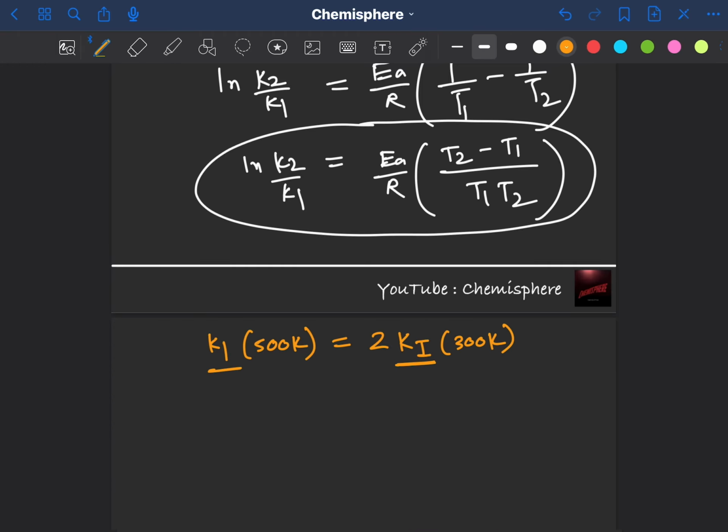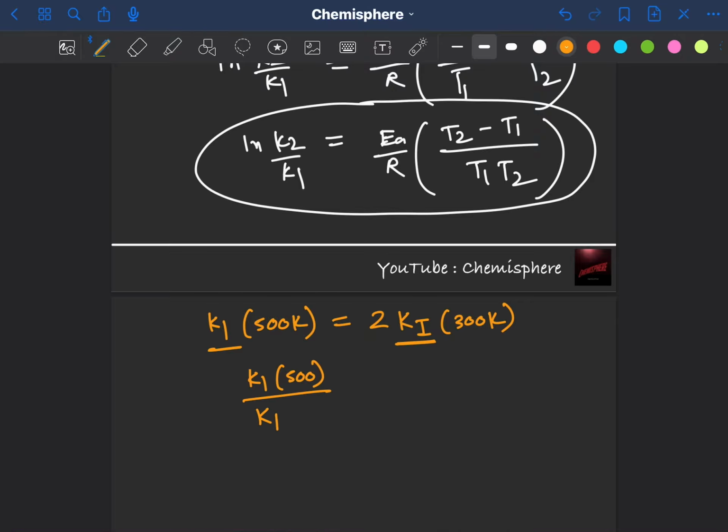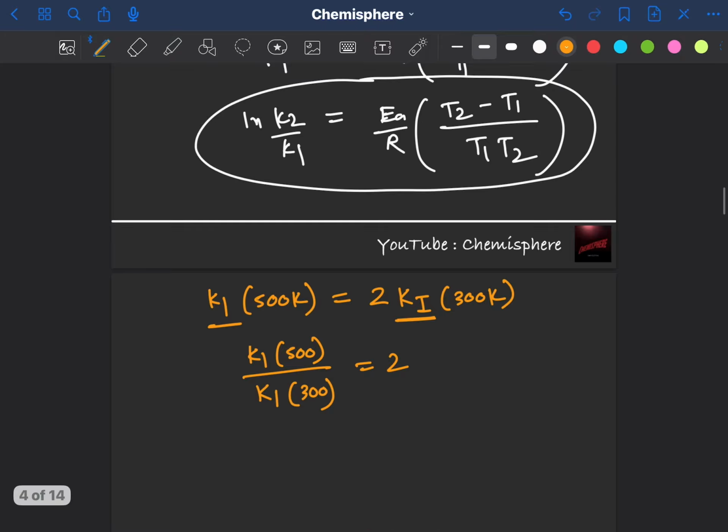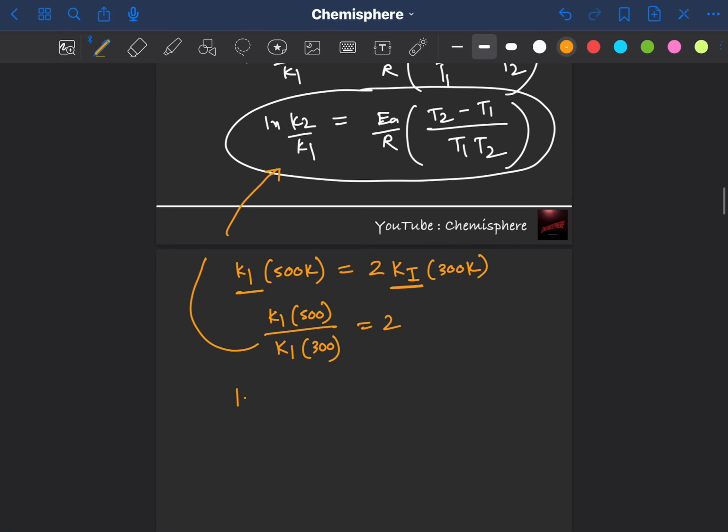So therefore K1 at 500 divided by K1 at 300 will be equal to 2, right? So I will substitute this in, I will use this equation. Okay, so I know that ln of K1 at 500 divided by K1 at 300, that is, the rate constant of the same reaction, that is reaction 1, at two different temperatures. So 500 is T2, 300 is T1.